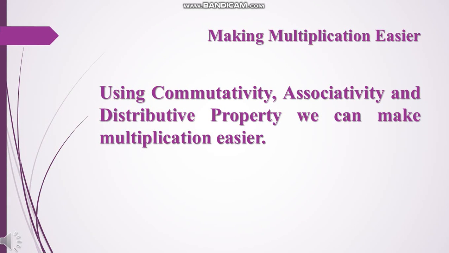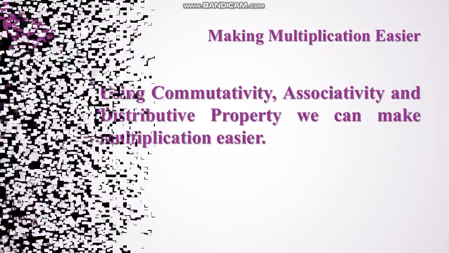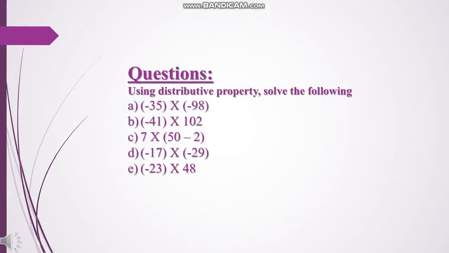Making multiplication easier. Using commutativity, associativity and distributive property, we can make multiplication easier. But among these three, the distributive property is much easier than the others. Here are some questions. You can try this at home.